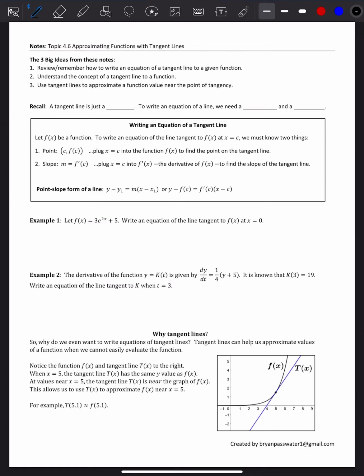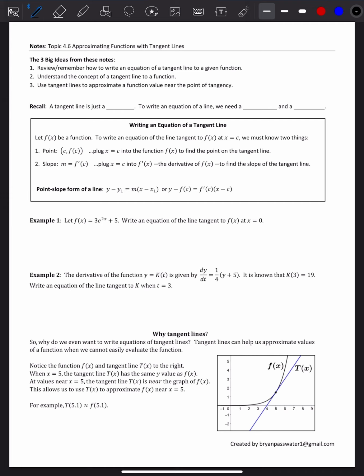So today we're going to be talking about approximating functions with tangent lines. I believe this is also called local linearization. So we're going to be using tangent lines to help us decide things about other places in our functions.